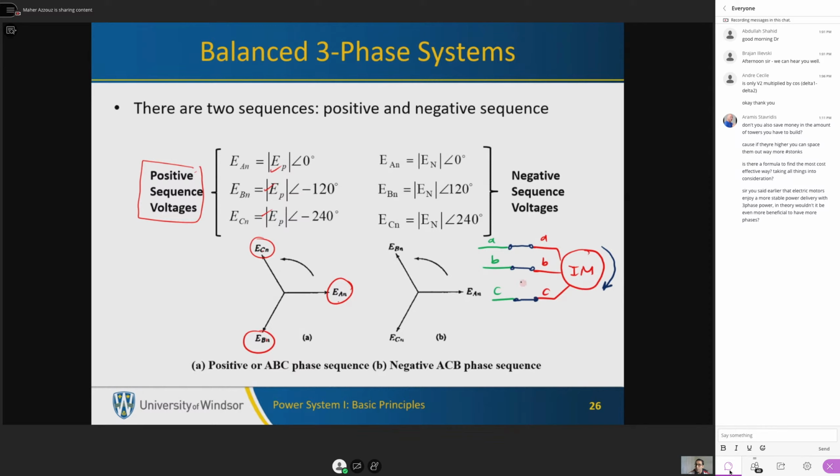But if you exchange 2 phases, for instance, you connect phase B to phase C and phase C to phase B, then the motor will rotate in the anti-clockwise direction, in this direction. And this is beneficial in many industrial applications when it is needed to change the direction of the induction motor.